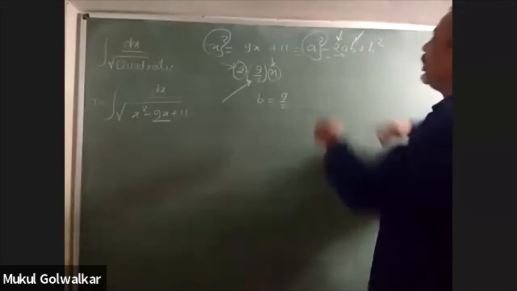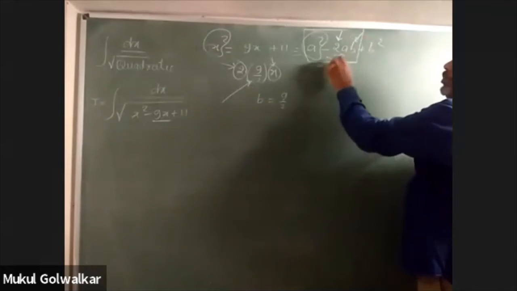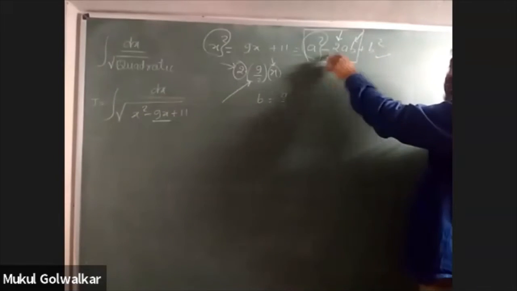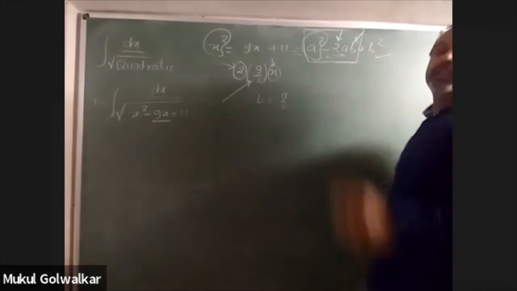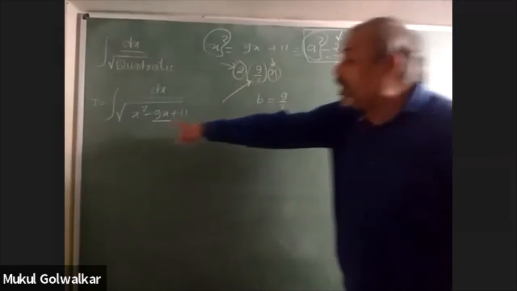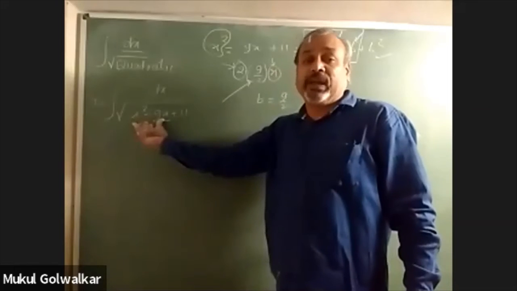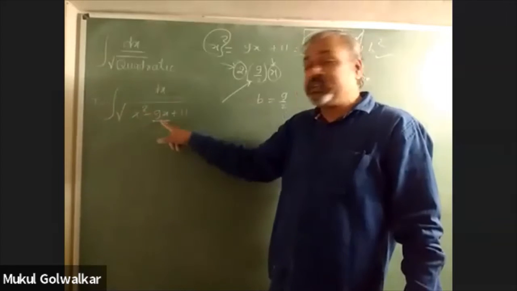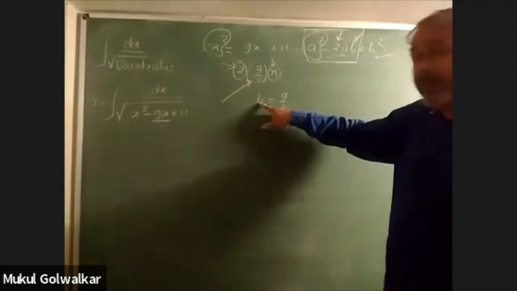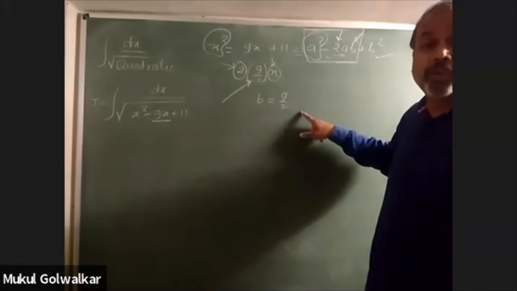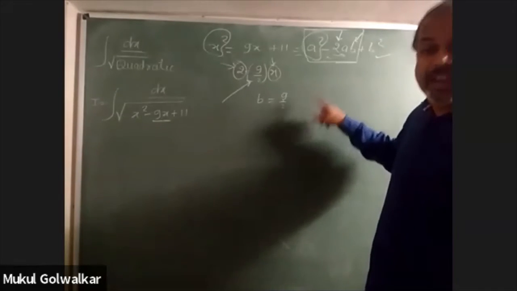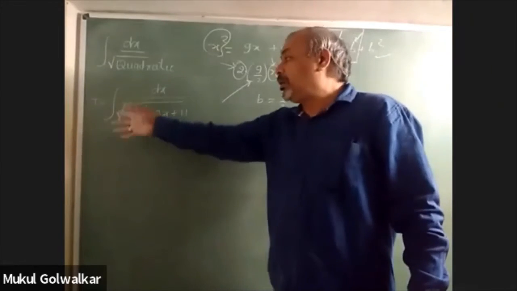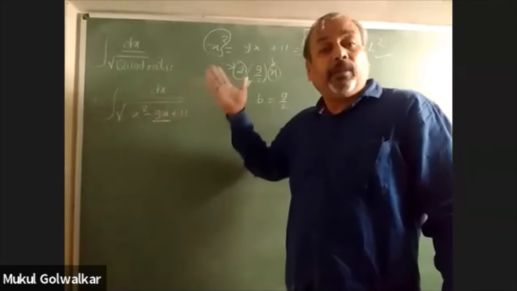Now notice that apart from a square minus 2ab, we should have the b square term added to that. When we add the b square term, we shall be able to get the perfect square. That means what has to be added to x square minus 9x to make it a perfect square? The square of b, that means the square of 9 by 2, that means 81 by 4. 81 by 4 should be added and subtracted so that the quadratic within the square root sign can be made a perfect square.